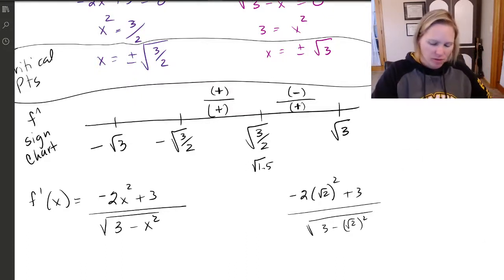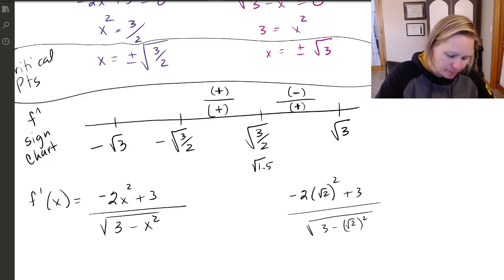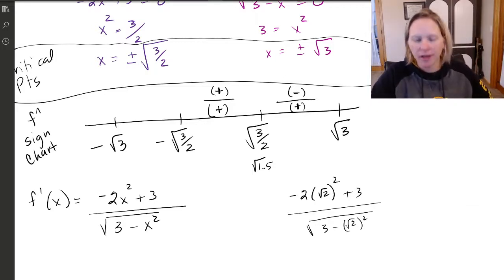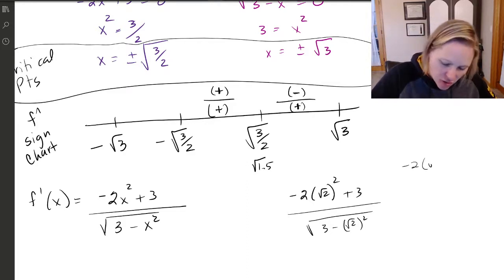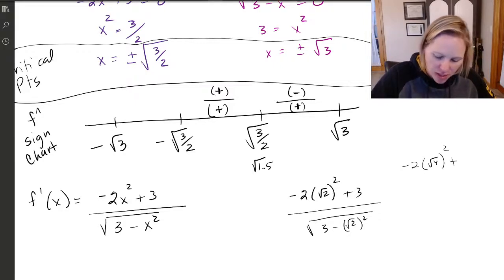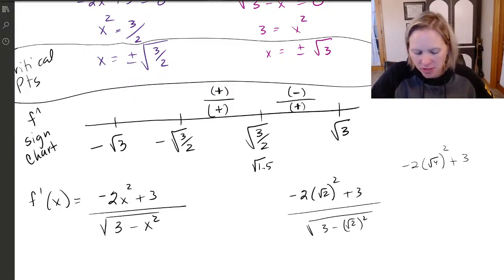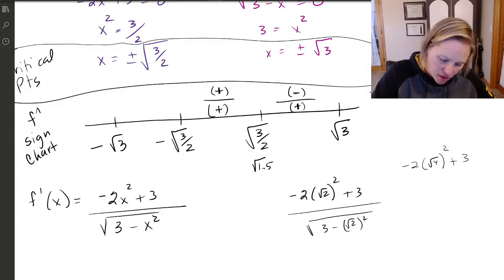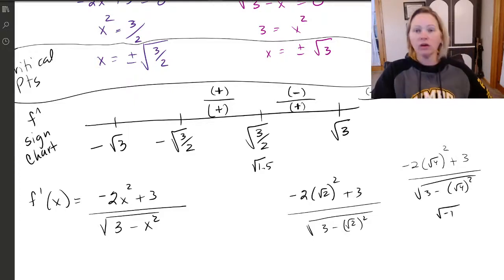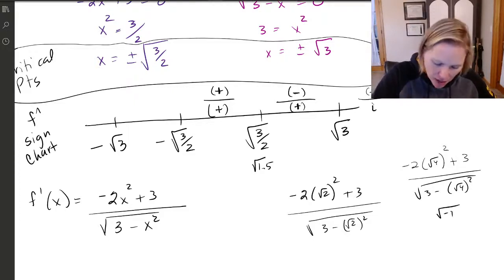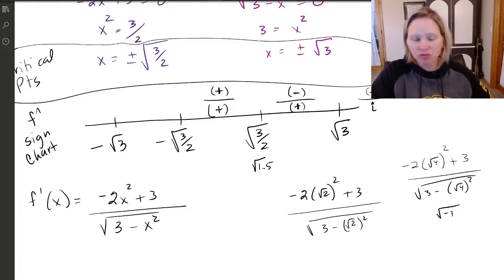So now let's go over beyond here. Let's use a value like square root of 4, right? That's 2. So we'll use square root of 4. Negative 2 times square root of 4 squared plus 3. So that's going to be negative 8. That's going to be a negative in the numerator. And then in the denominator, I'm going to have the square root of 3 minus square root of 4 squared. 3 minus 4. That's going to give me a negative. That's going to give me the square root of negative 1 in the denominator. I'm imaginary over here. And so what this tells me is that the derivative doesn't exist.